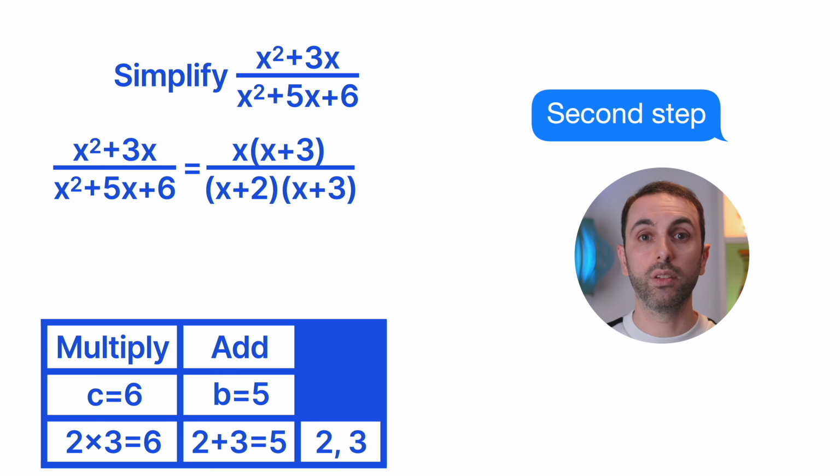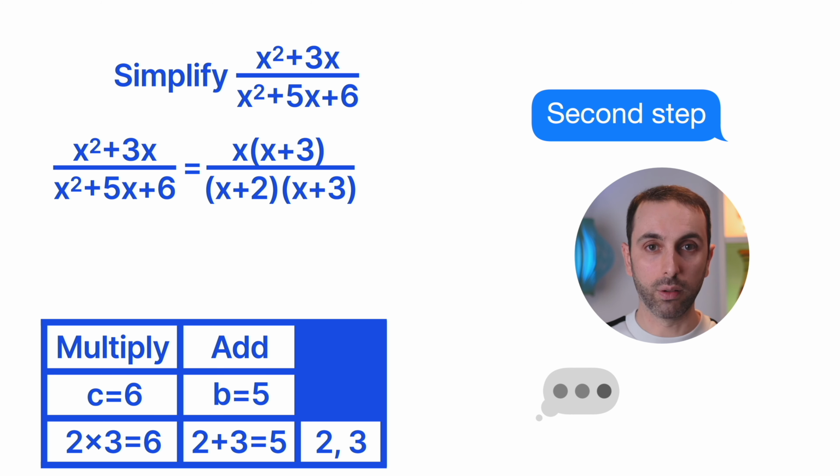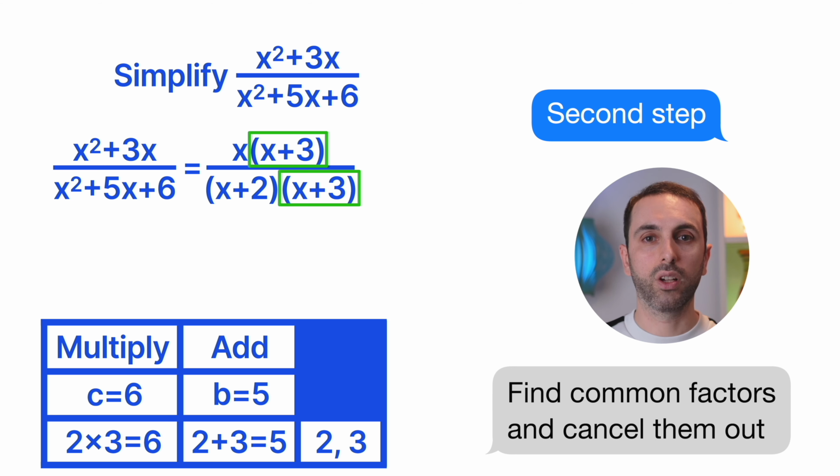Then the second step is to find any common factors and cancel them out. Since x plus 3 is a common factor, we can then cancel these out, and we're left with x over x plus 2.